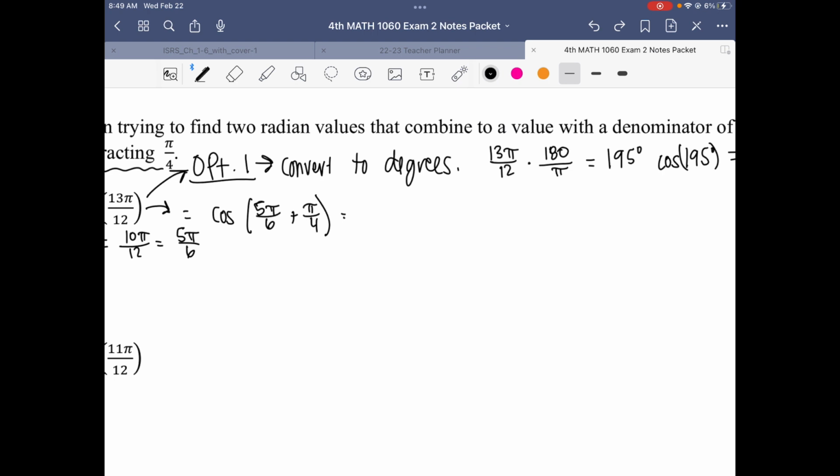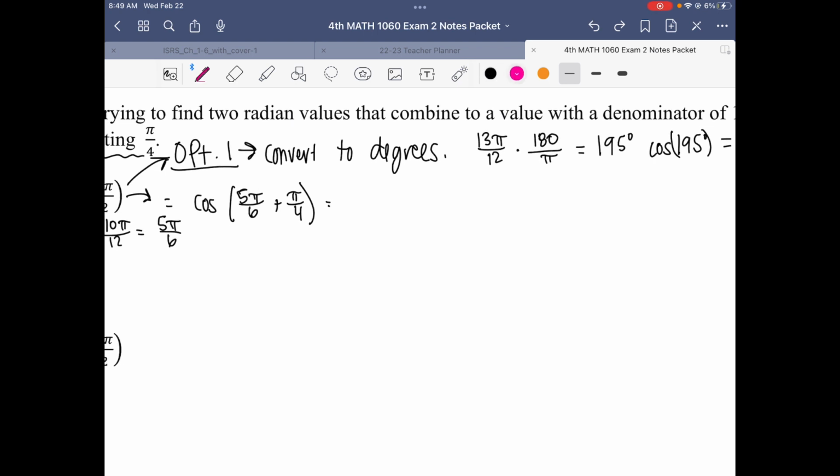So then we follow the same pattern here. We create this one as alpha, this one is beta, and we can say that the cosine of 5 pi over 6 times the cosine of pi fourths, and it's cosine, so this is going to be minus here, the sine of 5 pi 6 times the sine of pi fourths. And then we just go ahead and do it.